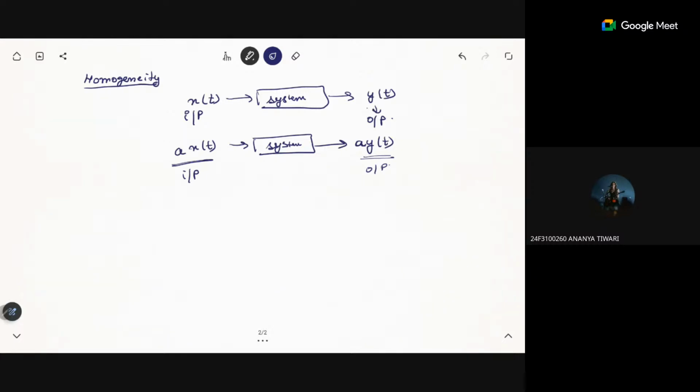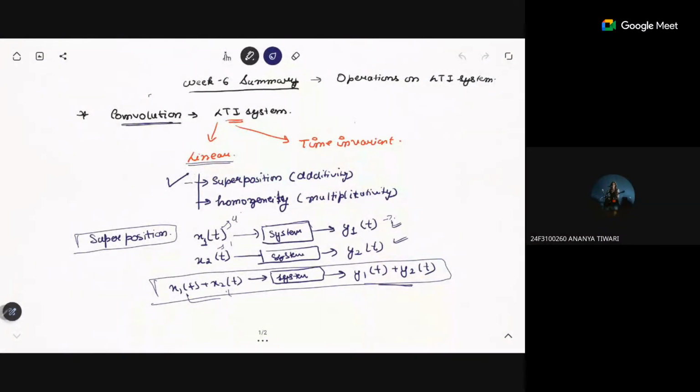If homogeneity and superposition are satisfied, we say that the system is a linear system. LTI also holds the time invariance. So linear is done. Linear should hold two properties, superposition and homogeneity. Superposition is nothing but the additive property, and homogeneity is nothing but the multiplicative property.